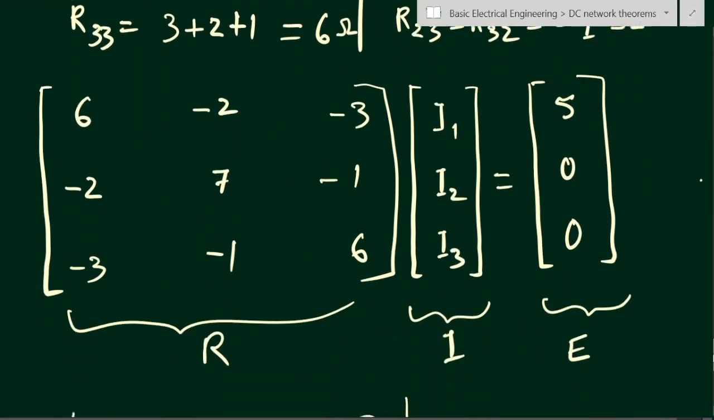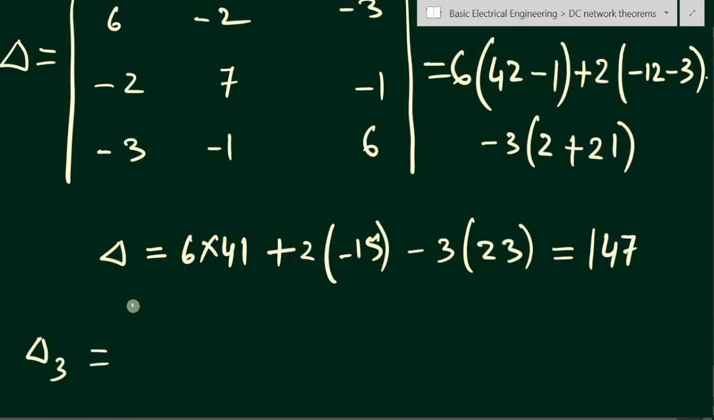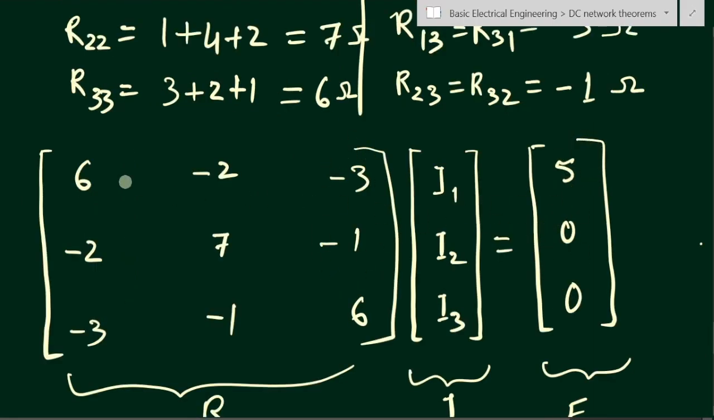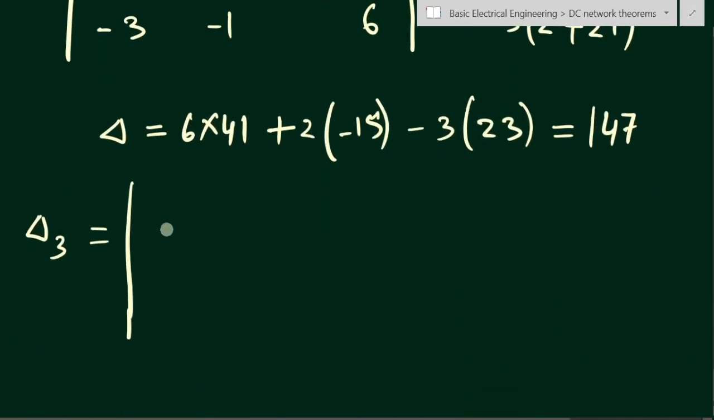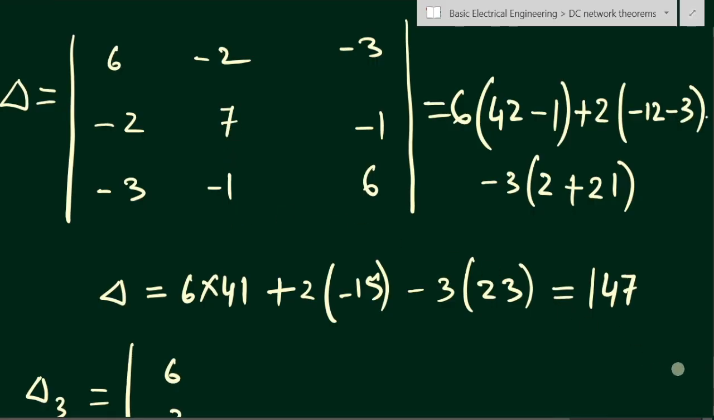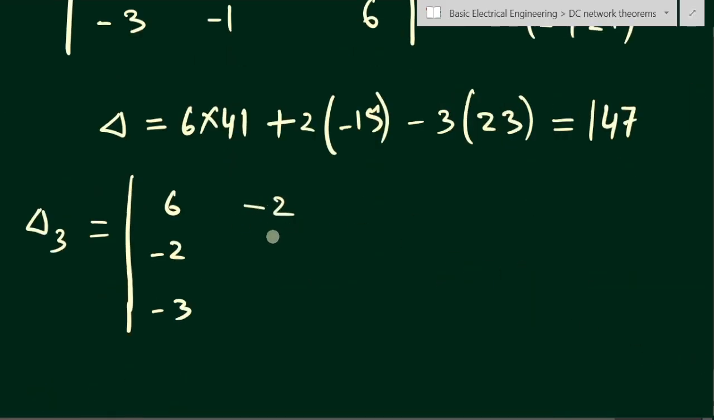Now we have to find out the current in the third loop, I3 value we have to find out. So we will find out the delta 3 value. So the determinant form, what we have to do, we have to replace the third column, delta 3 means third column, with the values of the EMF source. Third column will be replaced with this 500 value. The first two columns will be similar. So here we'll have 6, minus 2, minus 3. Okay, in the second row we have minus 2, 7, minus 1. In the third column we have 5, 0, 0.